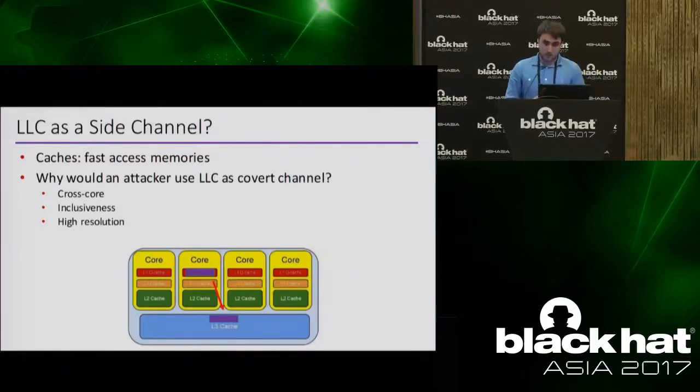Further, the last level cache also usually exhibits the inclusiveness property. This means that any data that exists in the upper level caches will exist in the last level cache. And also we have a high resolution in the last level cache. So basically, if we want to distinguish a last level cache access from a main memory access, it will be much easier than distinguishing a level 1 and level 2 access.